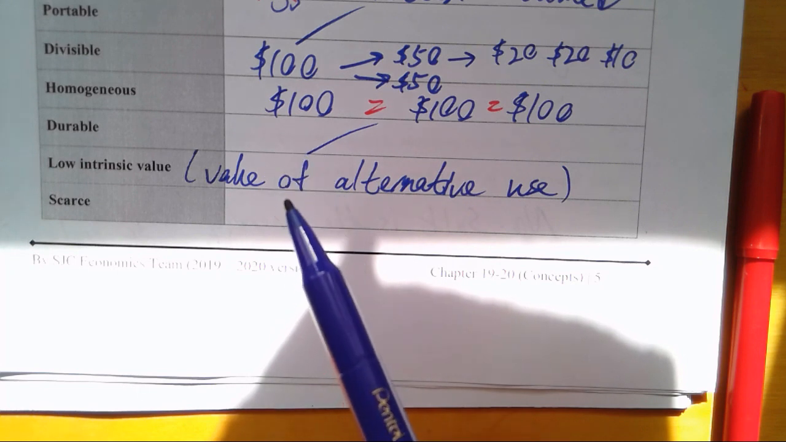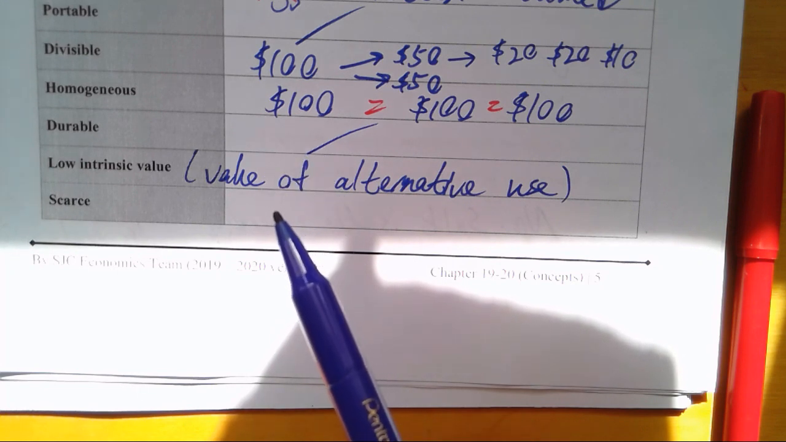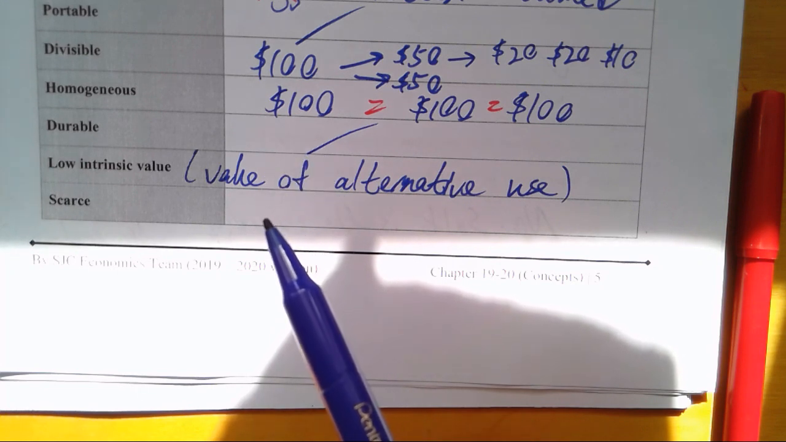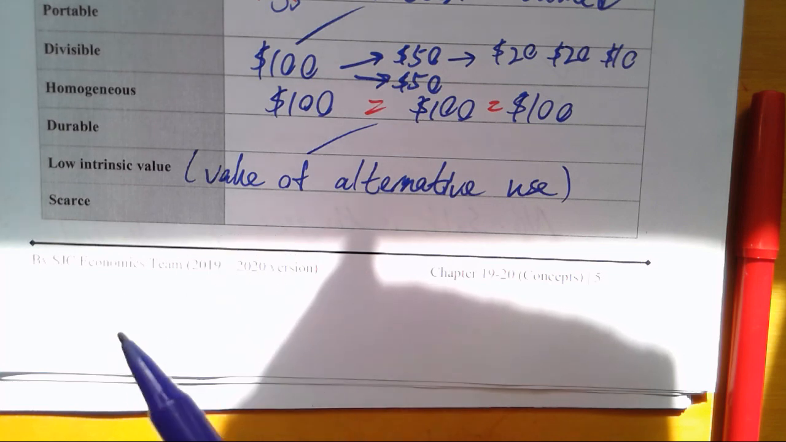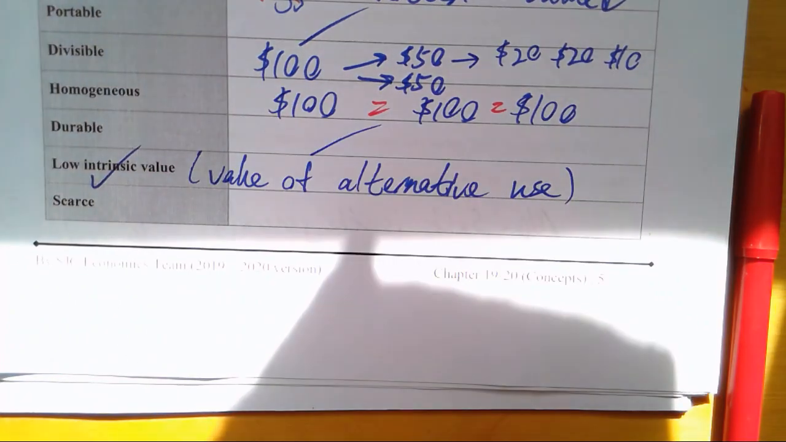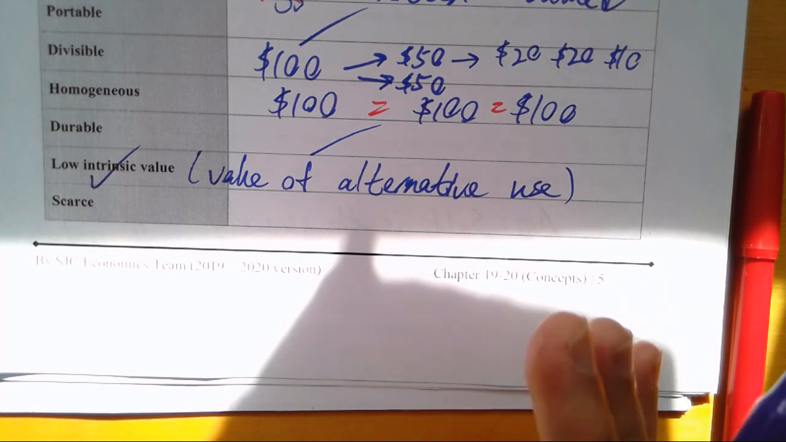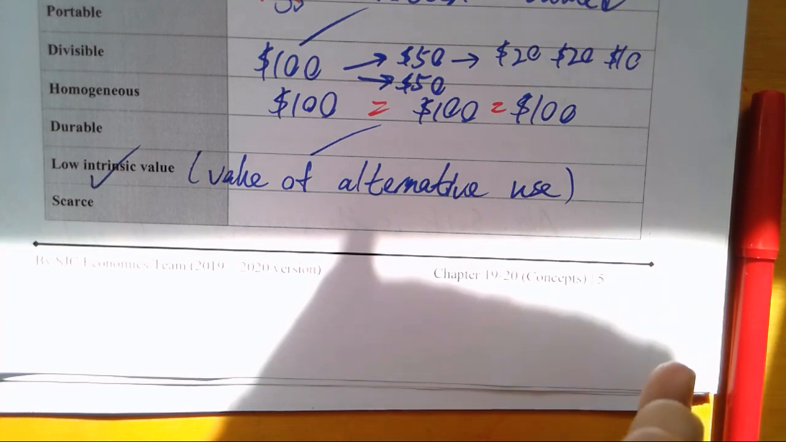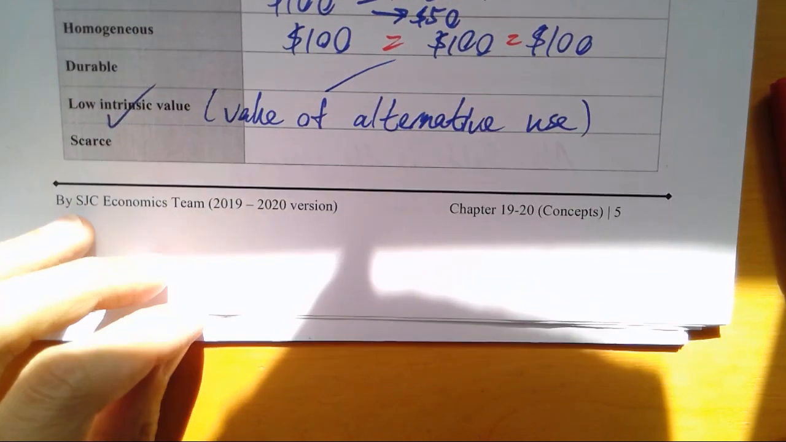For example, maybe you can use the banknote to, let's say, wipe your mouth. 抹嘴 I think wiping your mouth, the value is very low, right? Much lower than 100, right? So this is a good money because it forced you into a decision of using the money as money instead of other things. Okay, 好嘛?